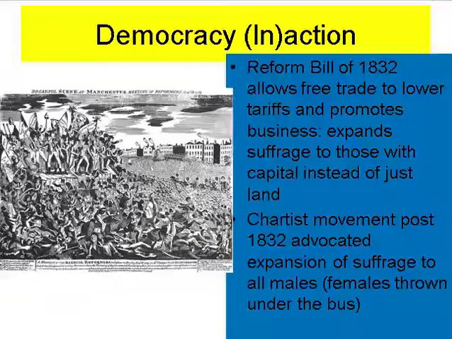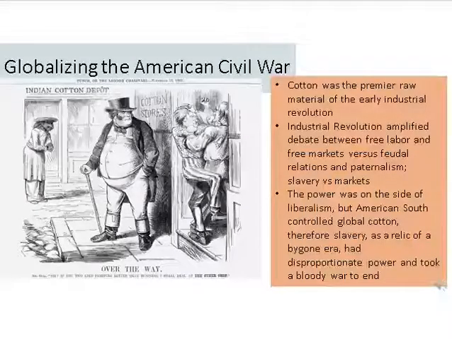So the franchise very gradually expanded in England, first to include those who had money rather than just those who had land. This would appeal to factory owners. And then there was the Chartist movement, which wanted all men to have the right to vote. They forgot about women, whose transatlantic suffragist movement would finally be successful in 1920 in the US and 1918 in England.